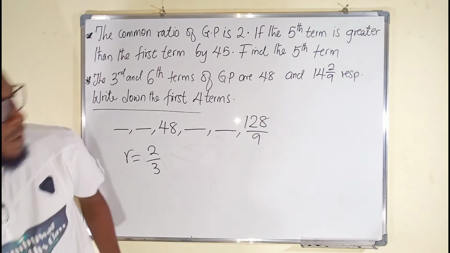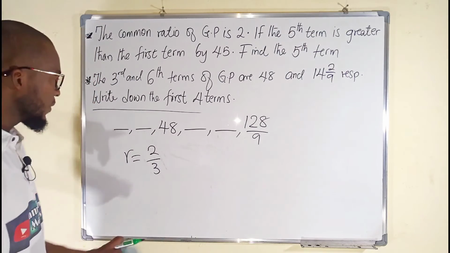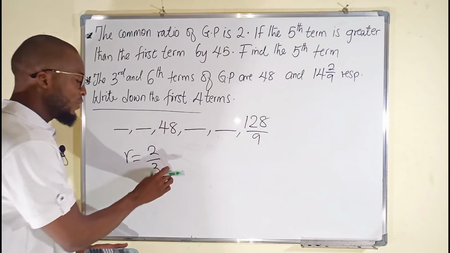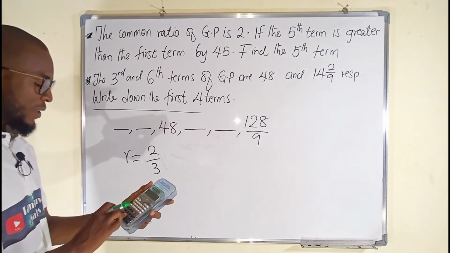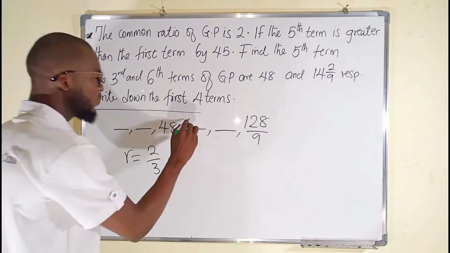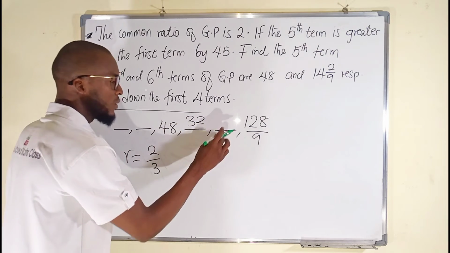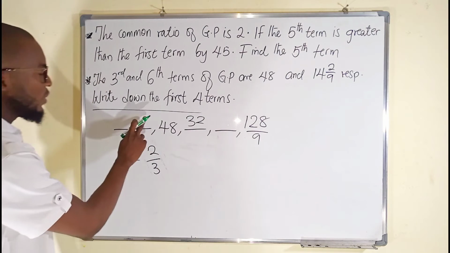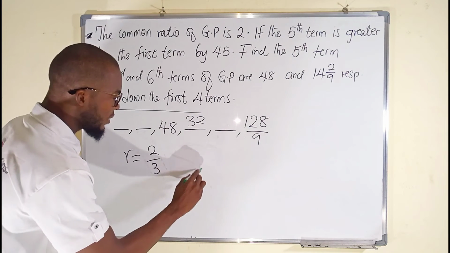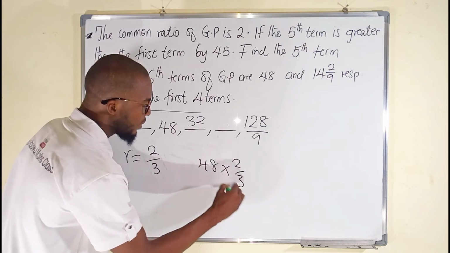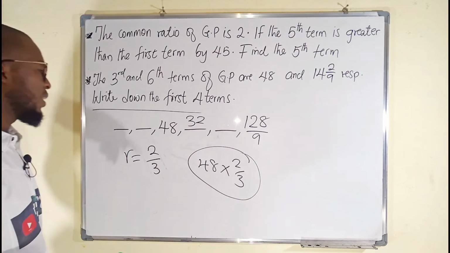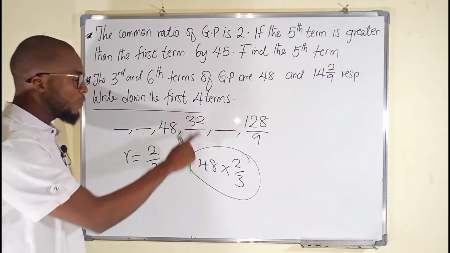So now let me do it directly. 48 times 2 divided by 3. Let me do it here. 48 times 2 divided by 3 is 32. We don't need this, but we need this. Let me show you how I did it. 48 multiplied by 2 over 3. This is what I computed to get 32.